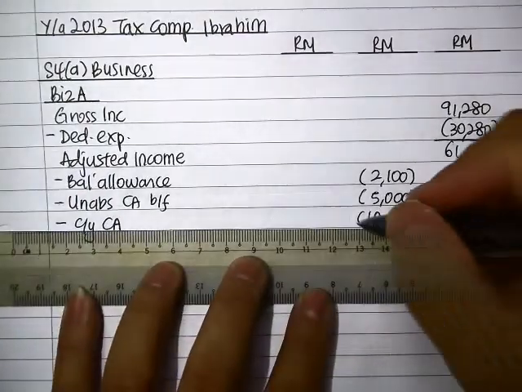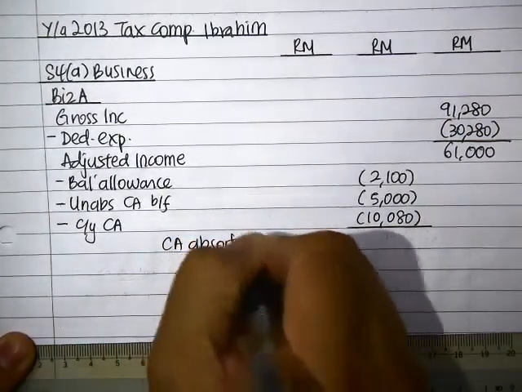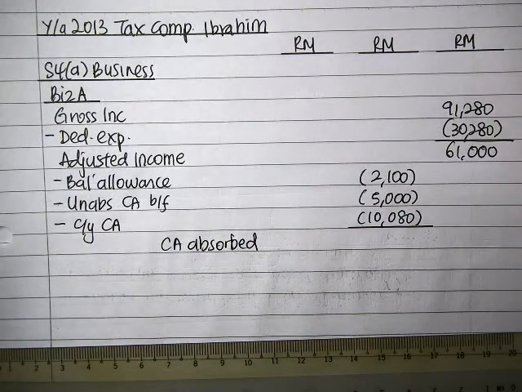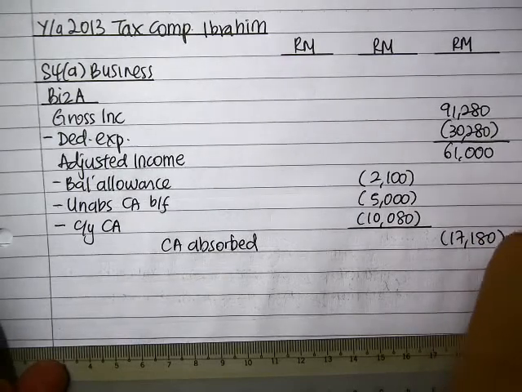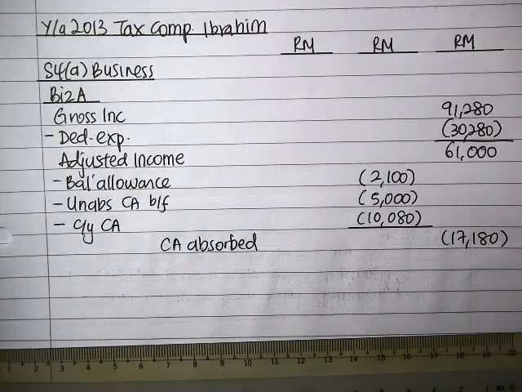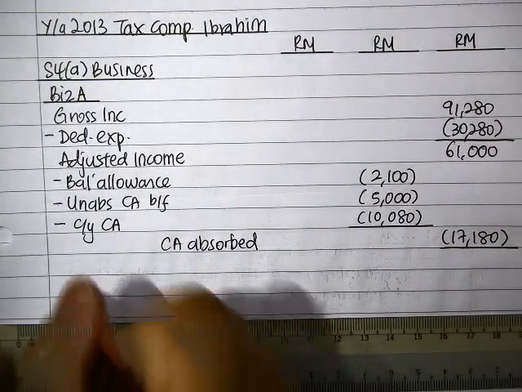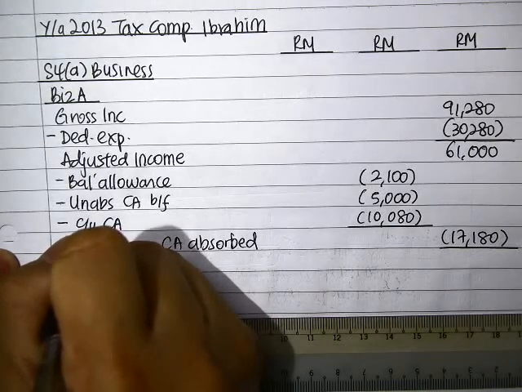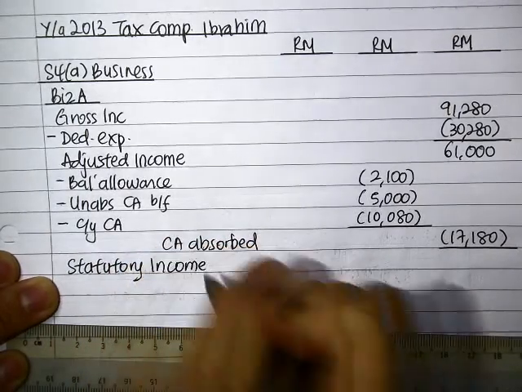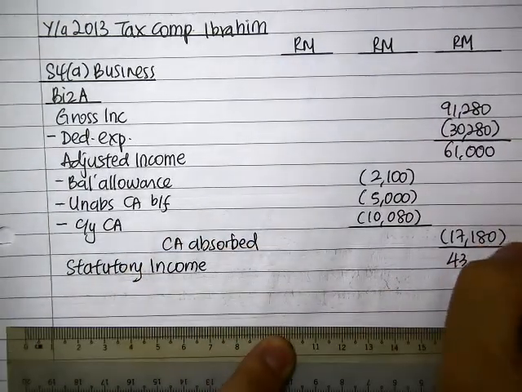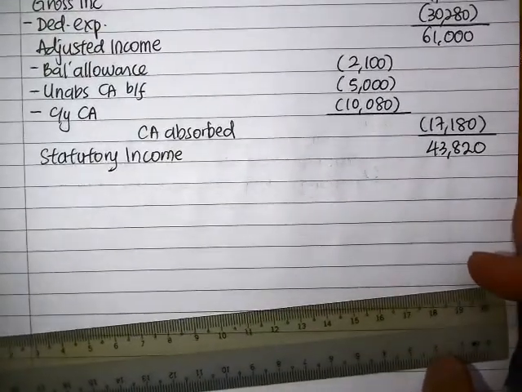Now you have sufficient adjusted income to absorb the CA. So your CA absorbed would be 17,180. So again, class, after adjusted minus allowance, what do you call that? What's the name? Statutory. Okay, so please remember all these. It's very important in the exam. So 43,820, that's your statutory income.